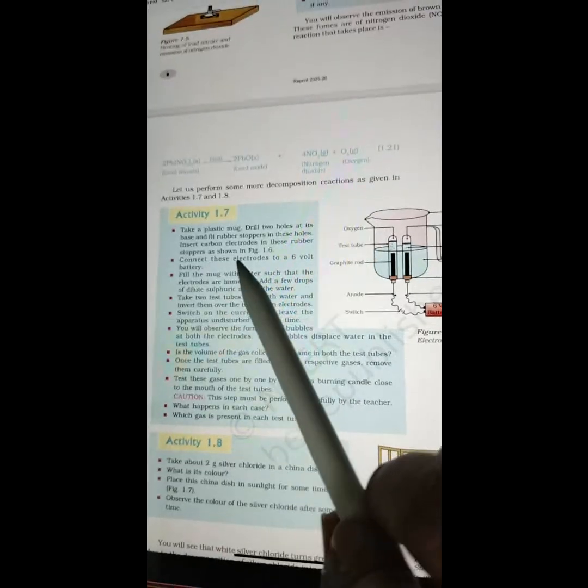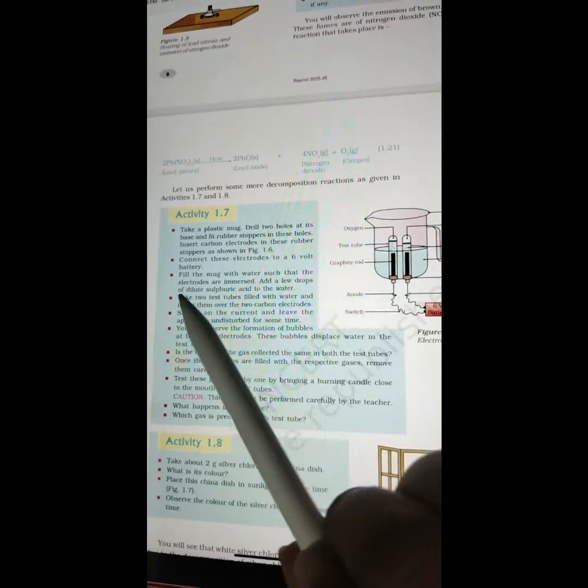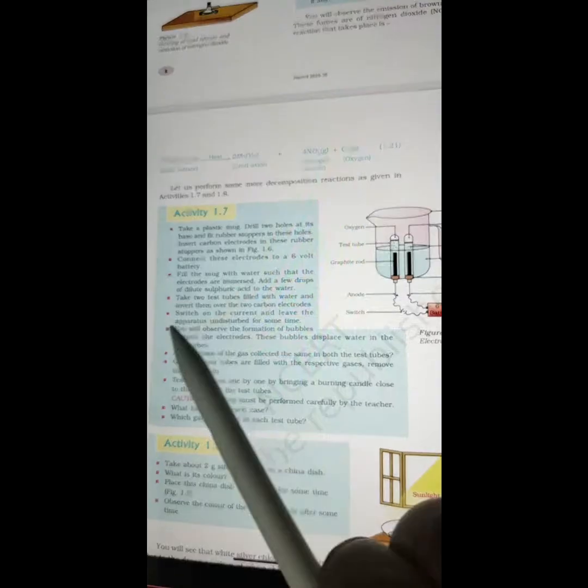Activity 1.7. Take a plastic mug, drill 2 holes at its base and fit rubber stoppers in these holes. Insert carbon electrodes in these rubber stoppers as shown in figure 1.6. Connect these electrodes to a 6-volt battery. Fill the mug with water such that the electrodes are immersed. Add a few drops of dilute sulfuric acid to the water. Take 2 test tubes filled with water and invert them over the 2 carbon electrodes. Switch on the current and leave the apparatus undisturbed for some time.